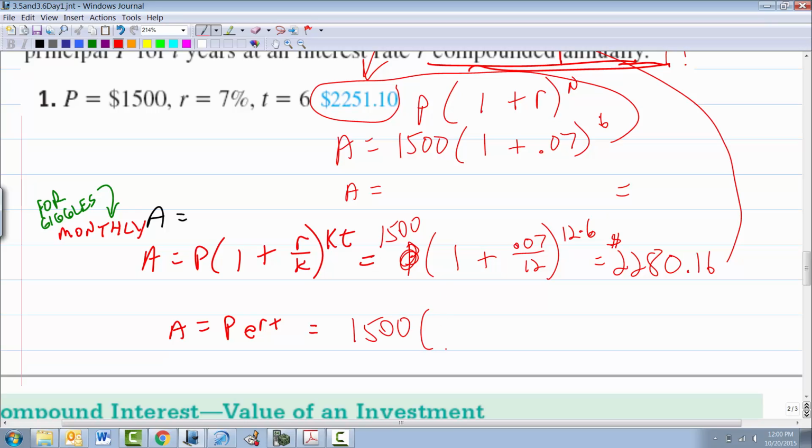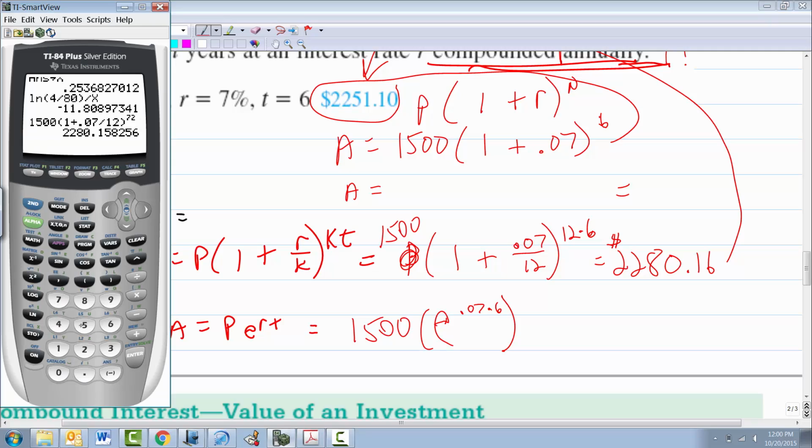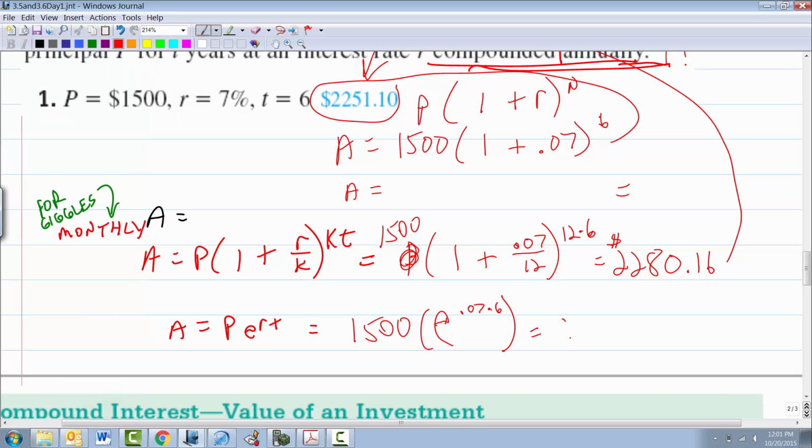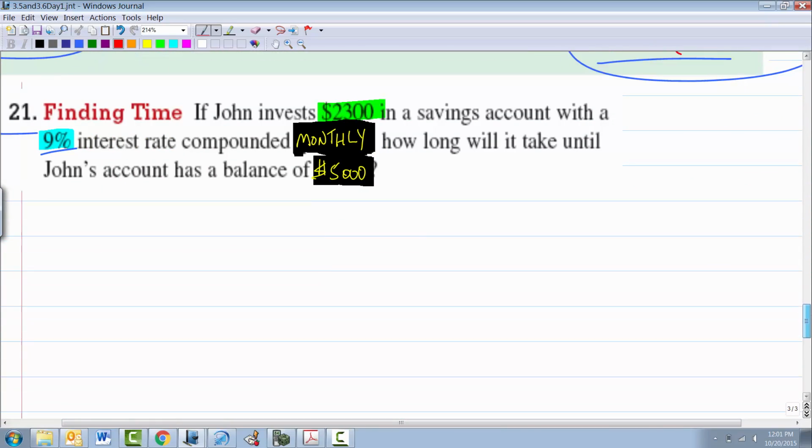Because actually 12 is a lot of compounding as well. What am I doing? 1,500 E raised to the 0.07 times 6. I don't know why I put that in parentheses, but let's just move on and not try to overanalyze it. 0.07 times 6. And that was really disappointing for the second one. 2282.94. Barely a $2 plus some difference. So it's not really a big deal, but it's the usage of the formula correctly that you need to be worried about.